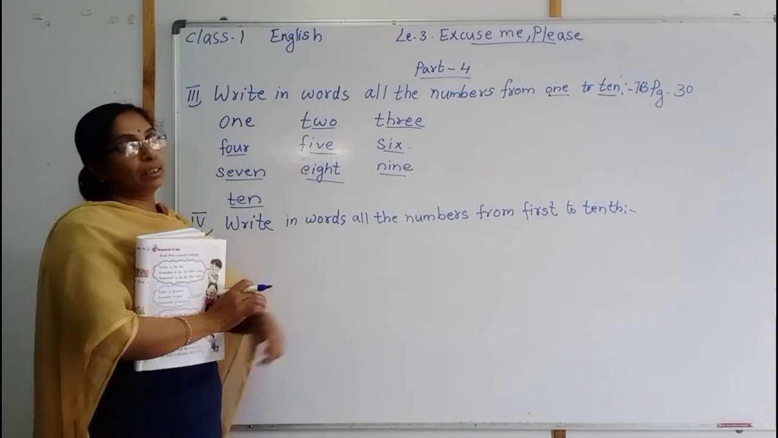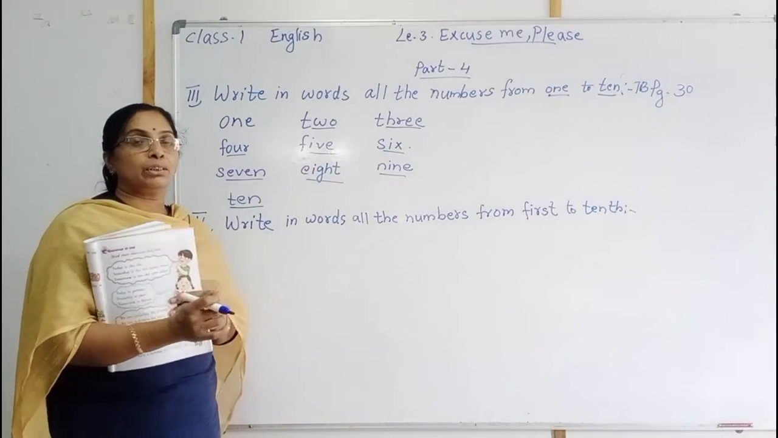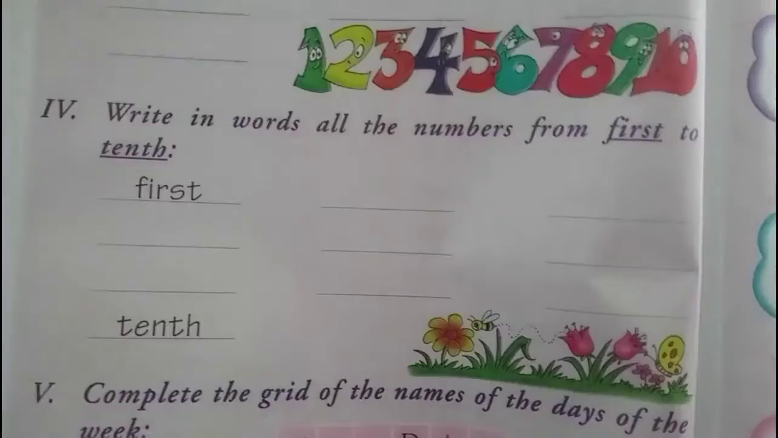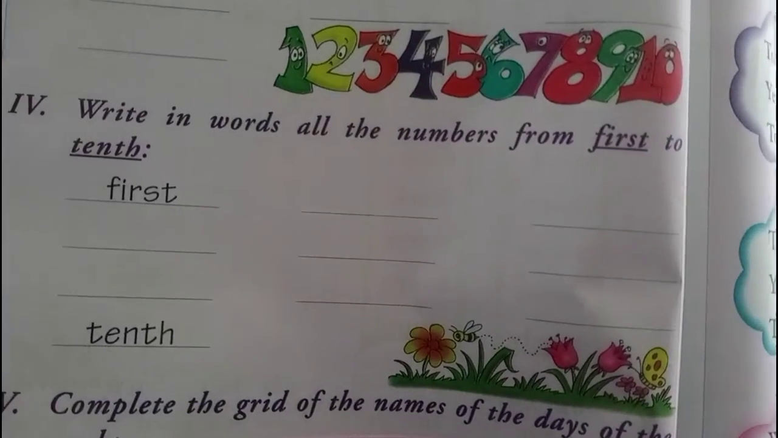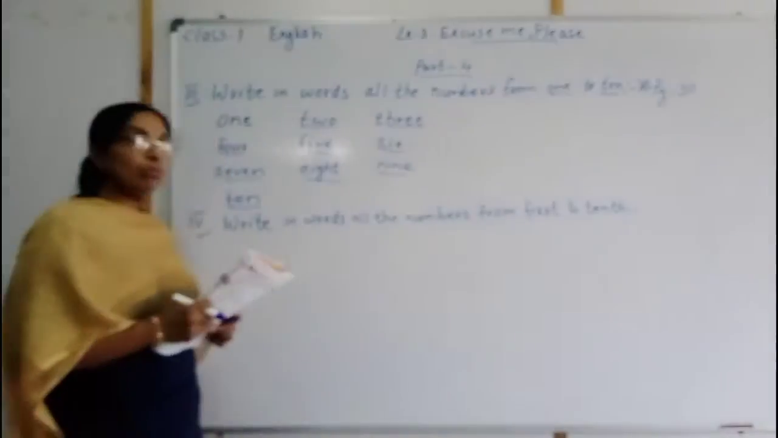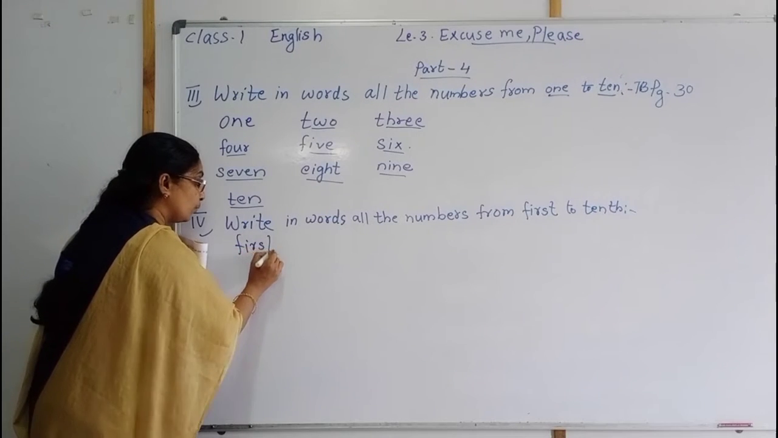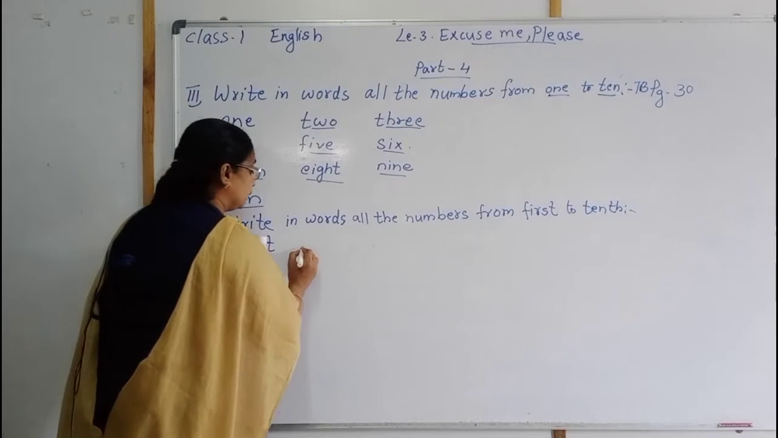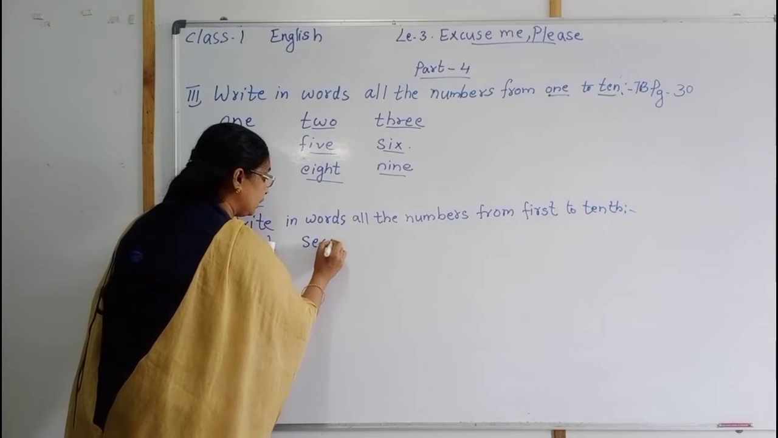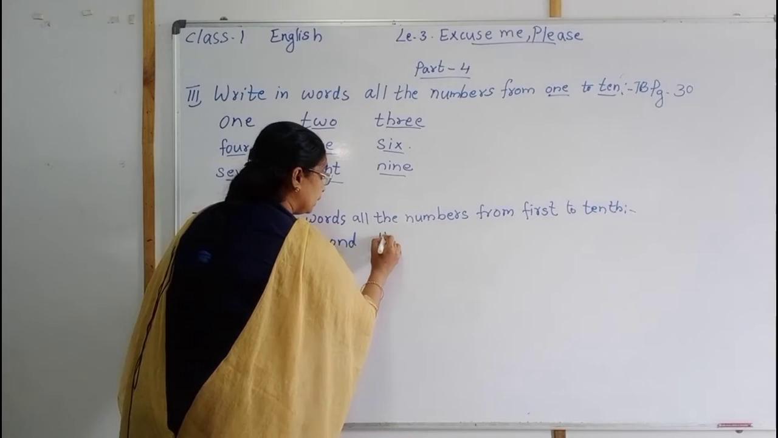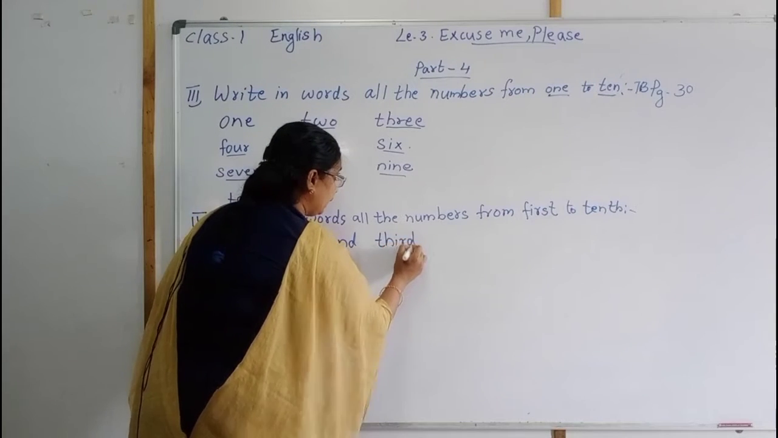These are number names. Once you see the textbook, children, you are getting the dashes like first dash dash. You should write there. I will write on the board now. The first is F-I-R-S-T, first. S-E-C-O-N-D, second. Next, T-H-I-R-D, third.